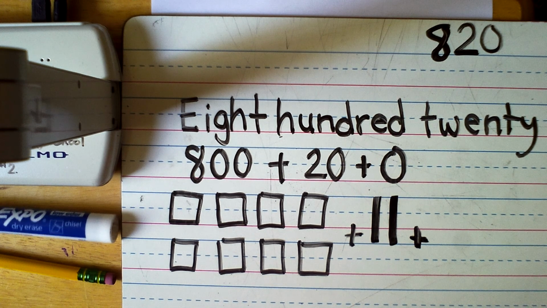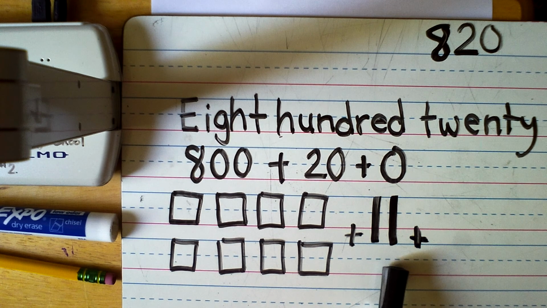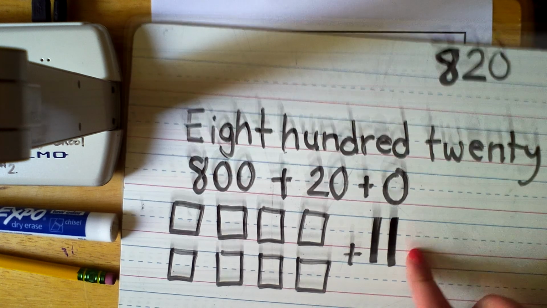So I don't have anything. So this is 800 plus 20 plus nothing makes 820. I don't even need that last plus.